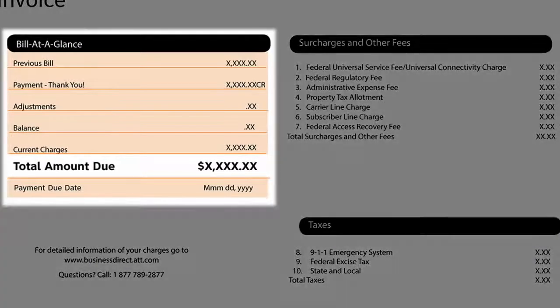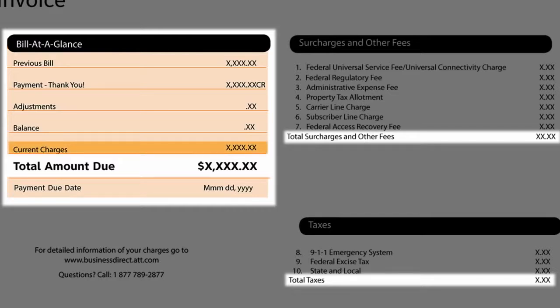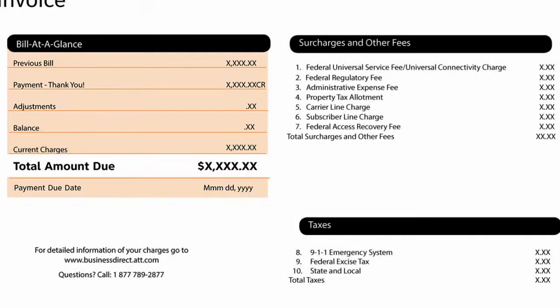The Bill at a Glance section shows a summary of your bill. The totals for surcharges and other fees and taxes are included in current charges. Let's look at some examples.